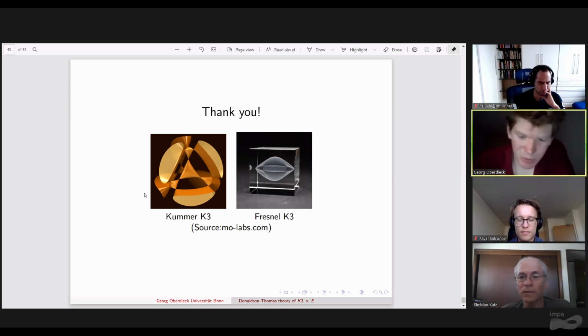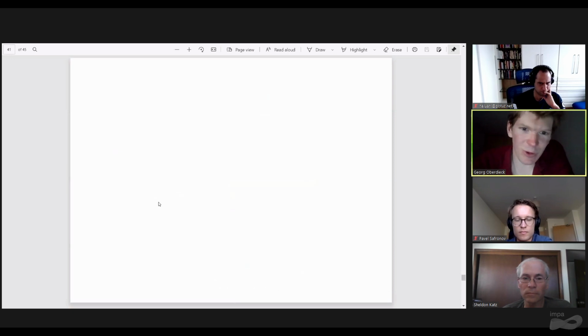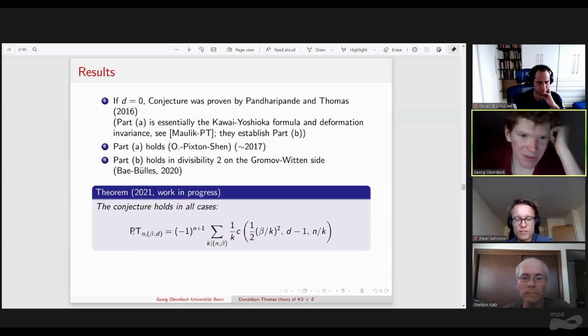Can you see any promise for saying something about the CHL case? Yeah, I think this multiple cover formula in the CHL case, you can also prove along the same line. The same argument works there. For the theorem, for the CHL case, I don't have a proof yet, but I would say it's within reach to have exactly the same theorem also in the CHL case.